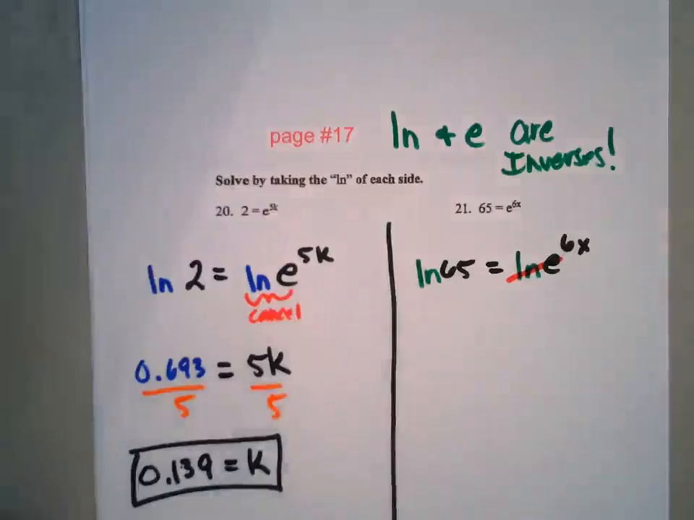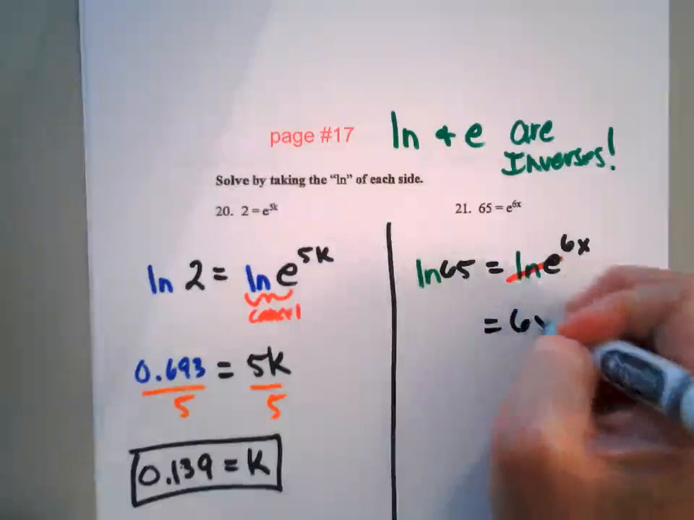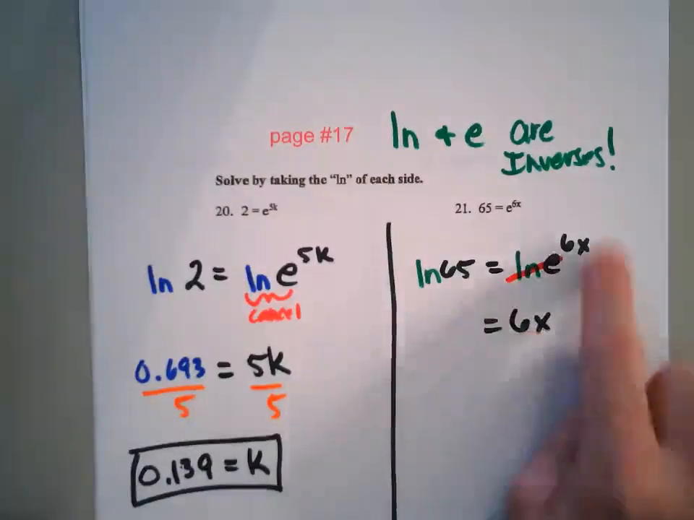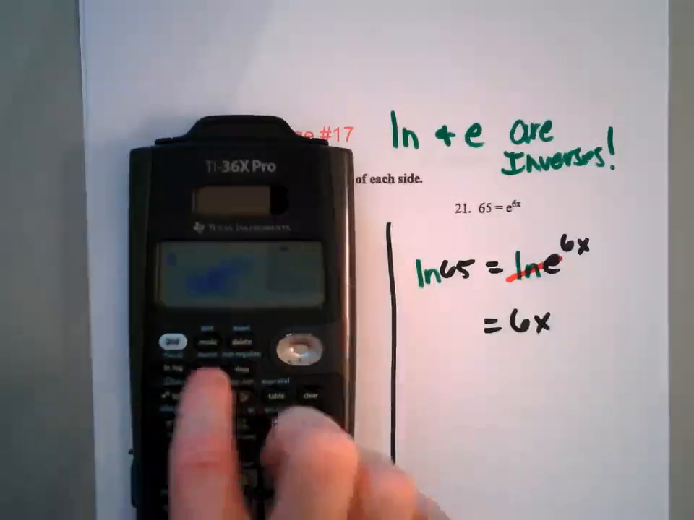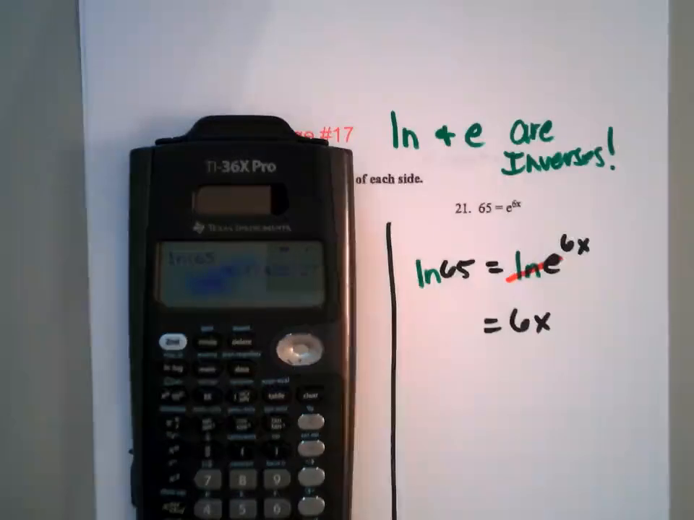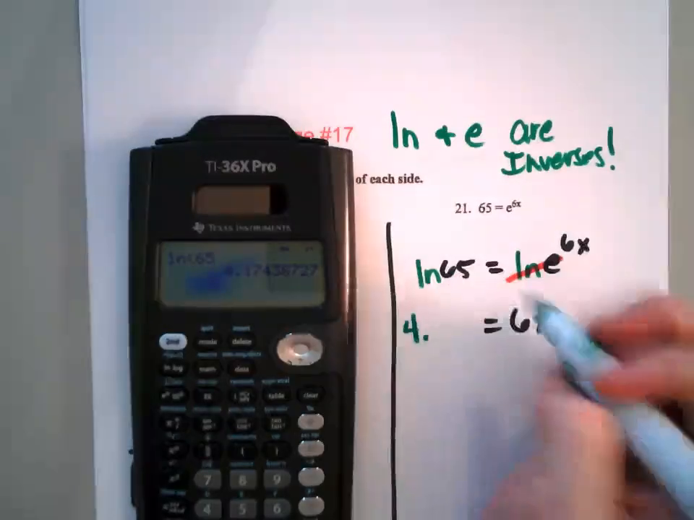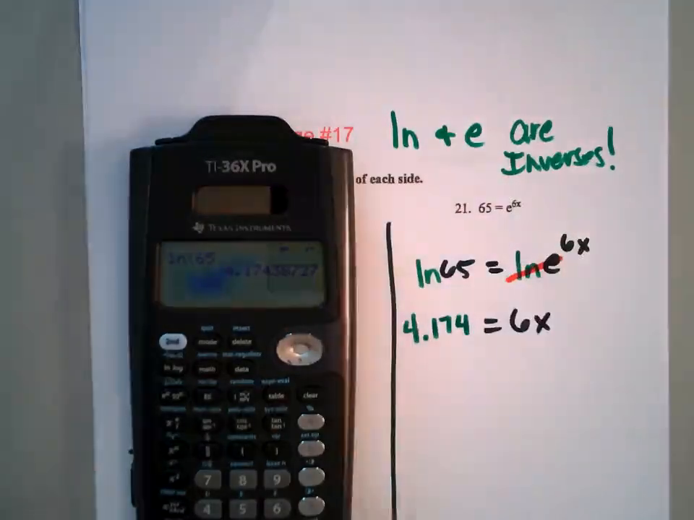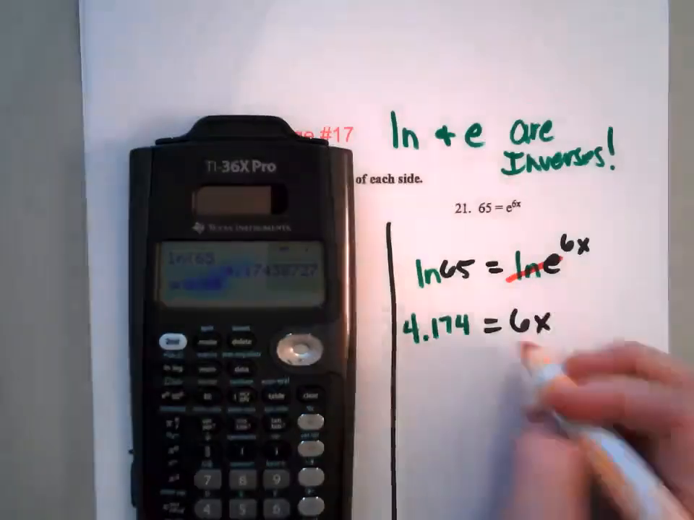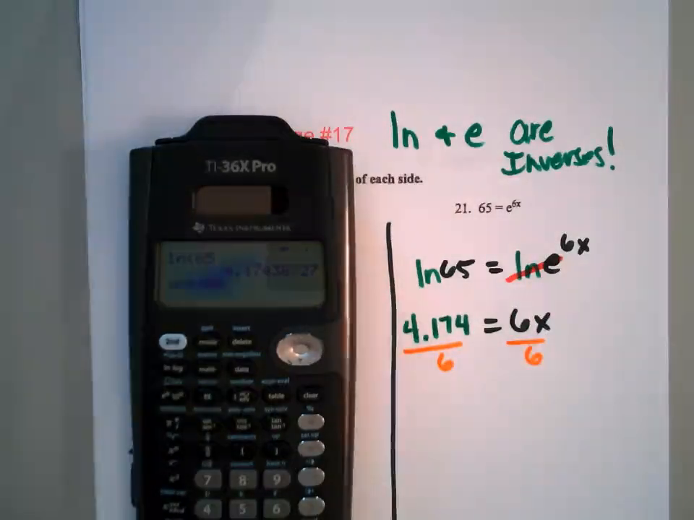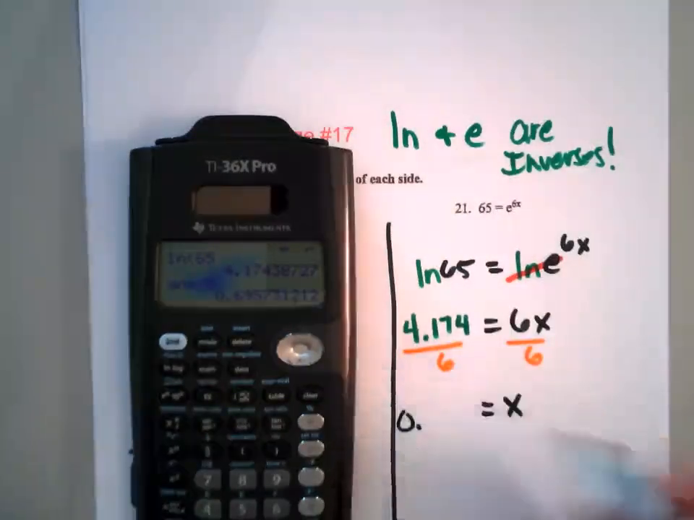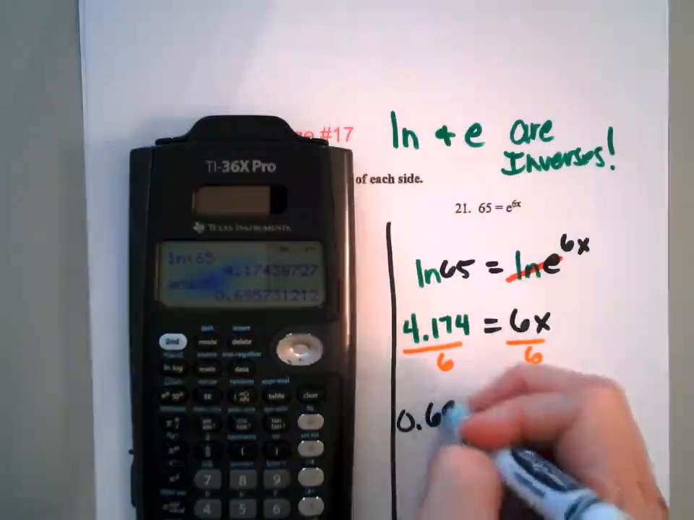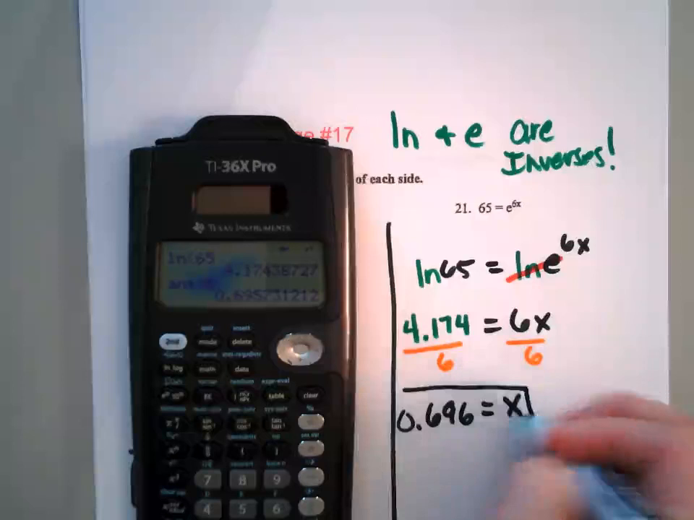Get cancellation right there. The 6x is what's remained, so it just drops down right there. We find our calculator. We calculate the natural log of 65. That is 4.174, which we will divide by 6, and get 0.696, 3 decimal rounding.